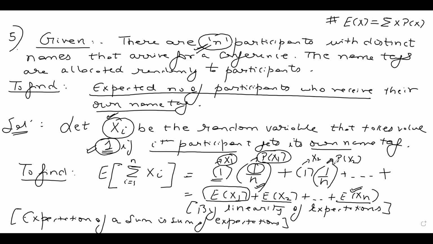Expected value of xn will be what? Xn will take the value 1 into what's the probability of xn? What's the probability that the nth participant is receiving the correct name tag? 1 upon n.